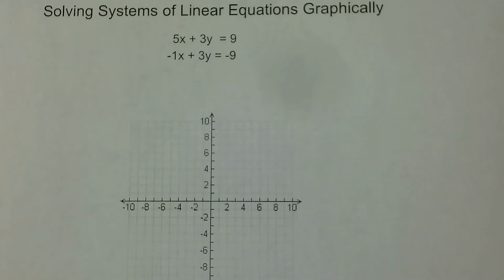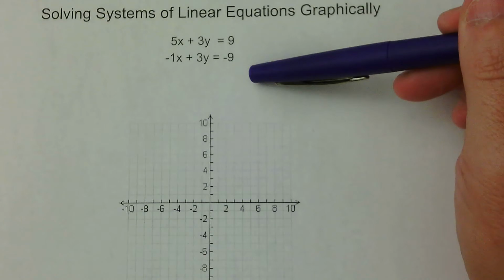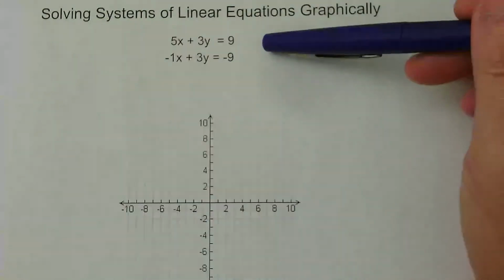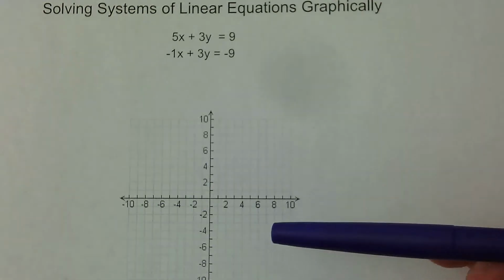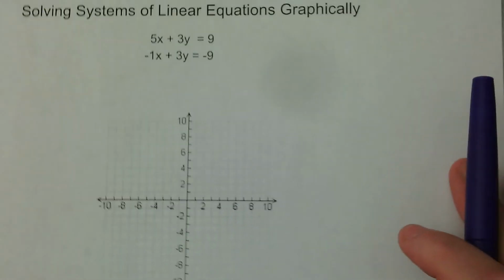Hello guys, so what we're going to do is take a look at a review of solving systems of equations graphically. What that means is we're going to take these two equations that have been given to us in standard form and translate them into slope-intercept form, plot them on the grid, and figure out where they cross and what their point of intersection is.